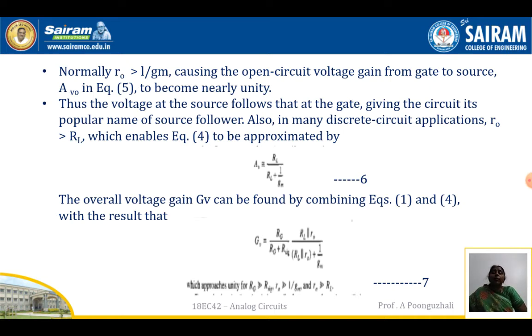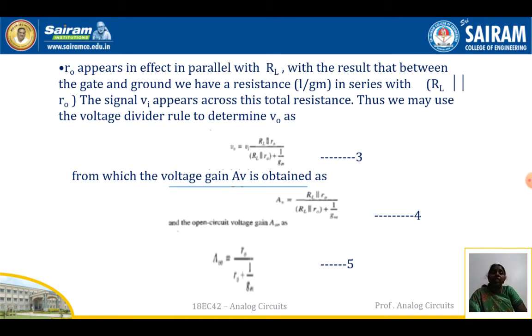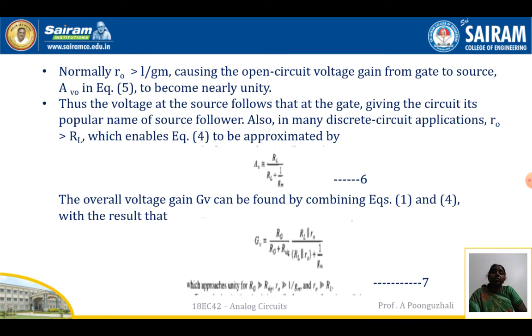In many discrete applications, R0 is greater than RL. So we can approximate the equation to AV equal to RL divided by RL plus 1 by Gm. Taking AV as RL parallel R0, that is RL R0 divided by R0 plus RL, and since R0 is greater than RL, I can omit RL in the denominator. The numerator has R0, the denominator has R0, that cancels, and the result is just RL divided by RL plus 1 by Gm.